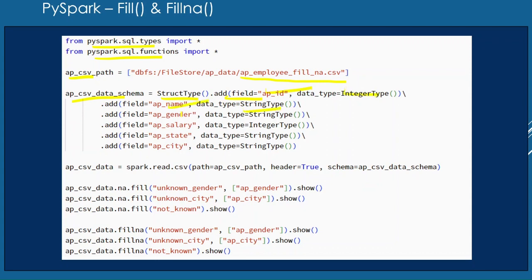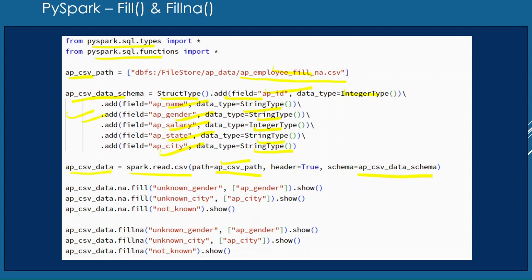AP name, string type, AP gender, string type, AP salary, integer type, AP state, integer type, AP city, integer type. Here with the help of the spark.read.csv function, I am going to read the CSV file whose path is present as a value in this list variable, with the help of the custom schema which we have defined here. Here we have defined 6 columns and their data types.